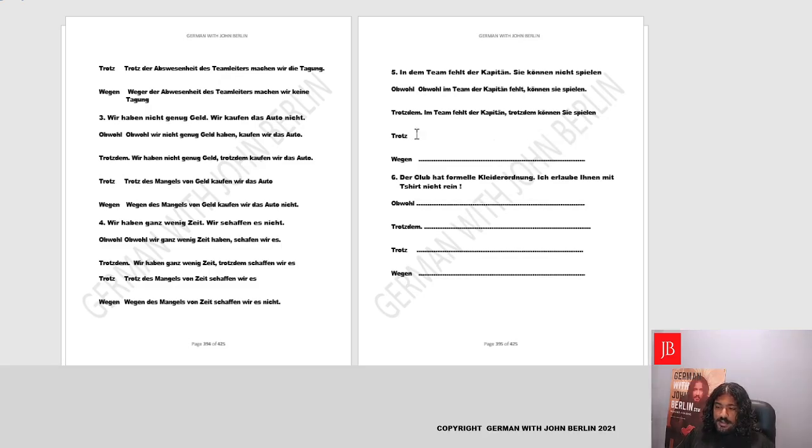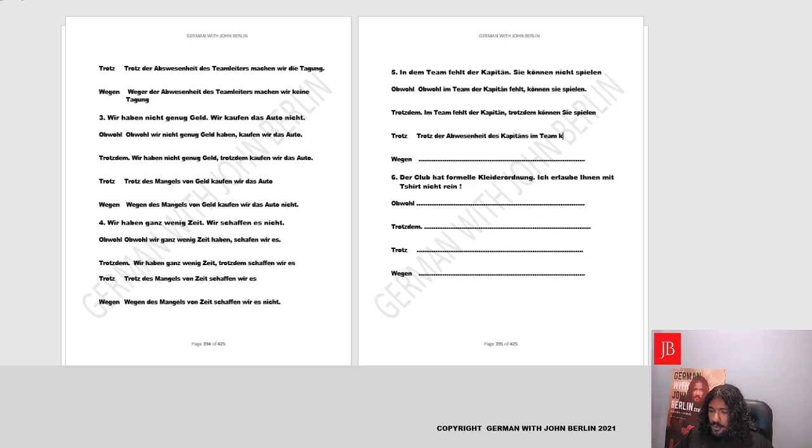Now we could make the sentence mit trotz, in spite. In spite of the absence of the captain, you all can play. So what is the absence? Abwesenheit. We could say trotz der Abwesenheit des Kapitäns. Very good. Kapitäns. Let's write it again. Okay, didn't show up. Let's try again. Voila. So trotz der Abwesenheit des Kapitäns im Team, in the team, können Sie spielen.